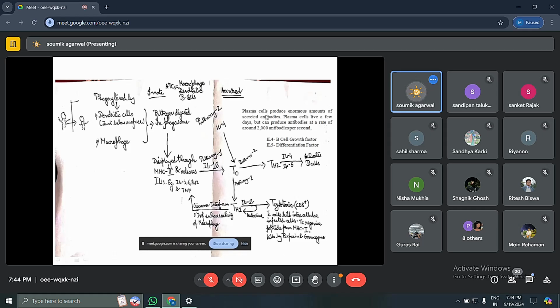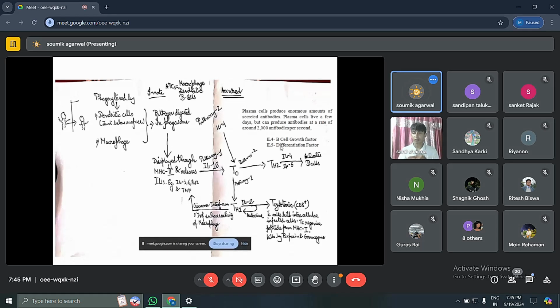And for your information, these plasma cells produce, as I said, antibodies, live for a few days and can produce antibodies at a rate of around 2000 antibodies per second. Just imagine the amount of protein it is producing per second with high precision. We all know antibodies are very specific, so it has to be specific, at a rate of 2000 antibodies per second by a cell. How active the whole protein manufacturing machinery is can be easily imagined from this number.